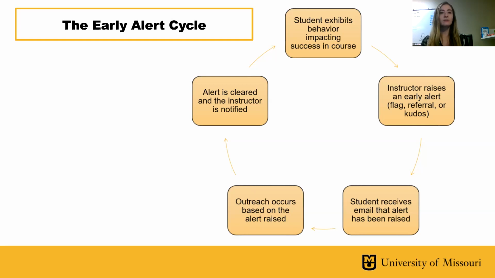And then we also have part 5, as the alert is cleared and the instructor is notified. So this means that a conversation was had, or maybe the outreach cycle ends and they never heard back from the student. So they will go into the system and actually clear the alert. And then you can add comments as you're clearing those alerts. And like the tier flag, we will also go into those a little bit later.